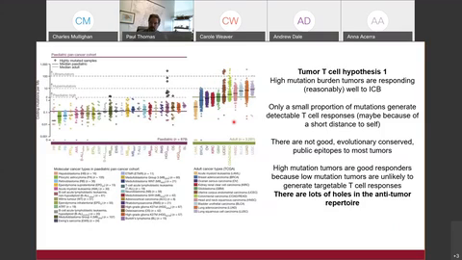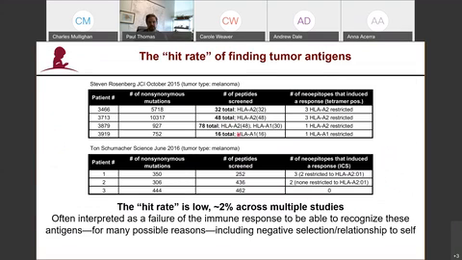And here is some raw data to make these points. These are from some older papers, 2015, 2016, characterizing melanoma patients from Steve Rosenberg and Ton Schumacher. Each line here is a different patient. They sequenced the number of non-synonymous mutations in these tumors, and then they tested the patient's own cells at the time of diagnosis for a tumor response. So this was before administration of checkpoint blockade therapy.